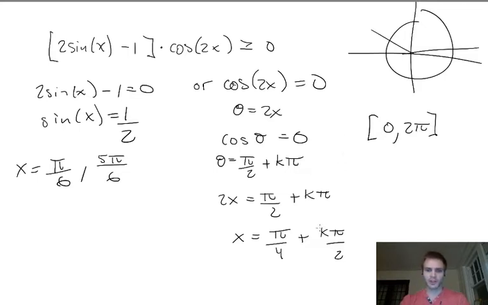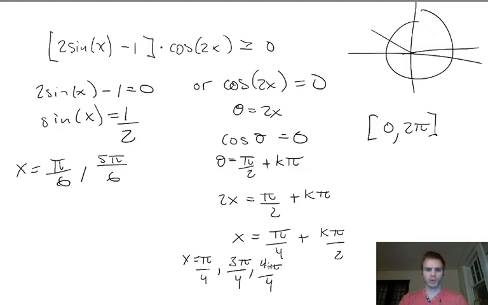And let's think of values of k that'll keep us in there. So obviously 0 for k would give us pi over 4. So x equals pi over 4 is our root. And then if we put a 1 in for k, we'll get 3 pi over 4, which is in the interval. And then if we put a 2 in for k, we will get 4 pi over 4.